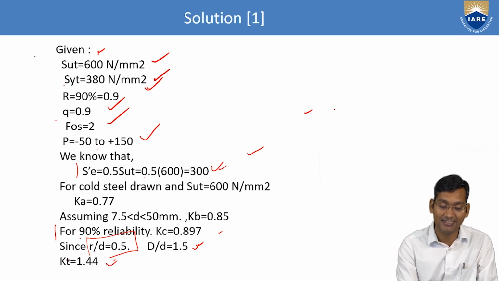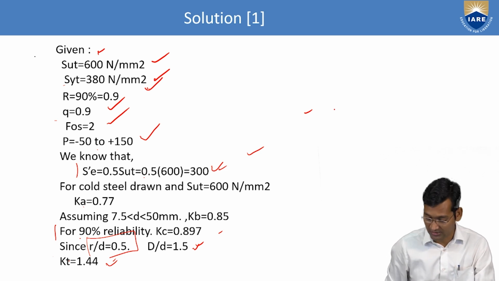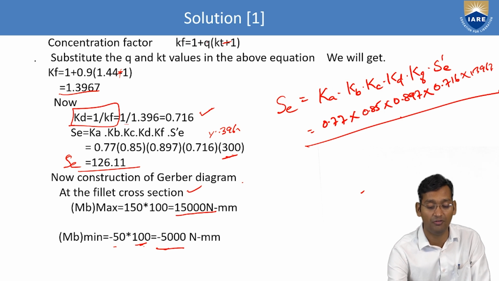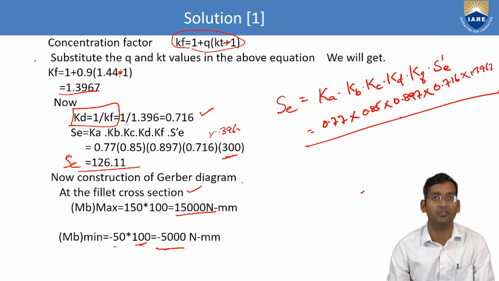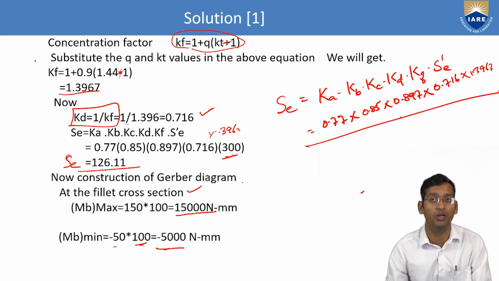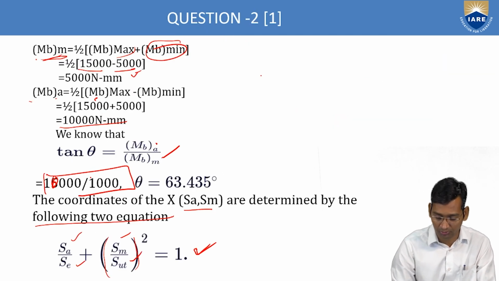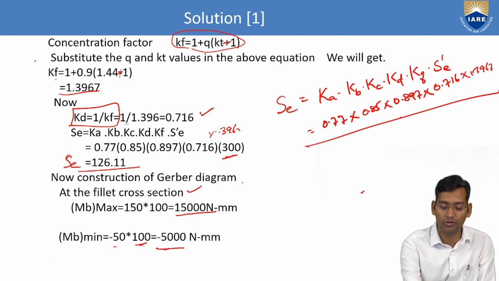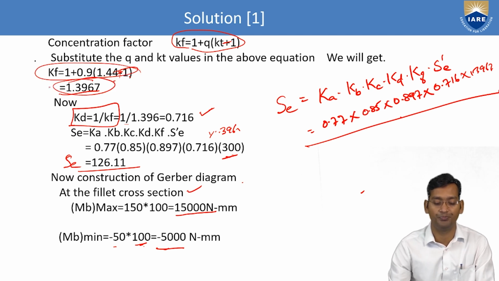1.44. Now this Kt is required to find the Kf in case of notch sensitivity. Let's see, concentration factor Kf is 1 plus q into Kt minus 1. Substitute the value of q and Kt in the above equation, and we will get the value. Kt we got as 1.44, right? Just substitute: Kf equals 1 plus 0.9 into 1.44 minus 1. After simplifying, Kf is this one.